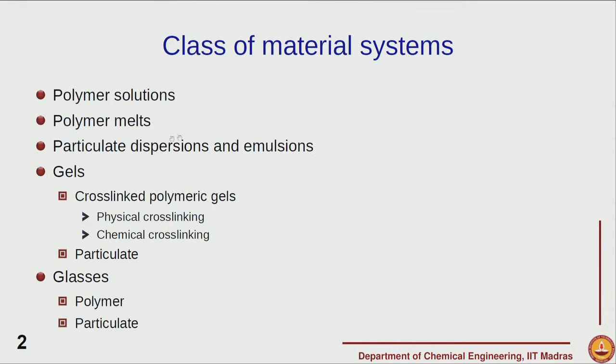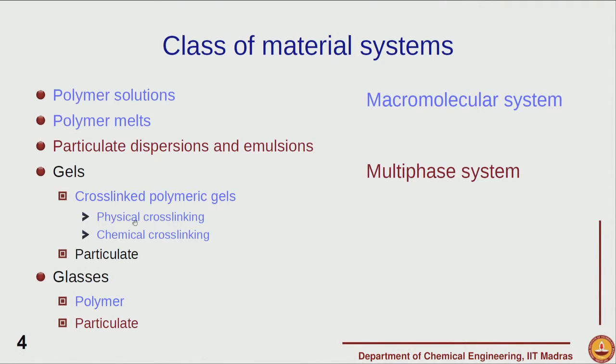We have already looked at these classes earlier: polymer solutions, polymer melts, particulate dispersions, which would also involve emulsions, which are liquid in liquid. We also have gels, which imply a more solid-like response and could be polymeric or particulate, and glasses, which are a harder solid-like response, a material which is more stiff, and this could be based on a polymer or a particulate system. So, in general we have systems which are macromolecular, or systems which are multiphase.